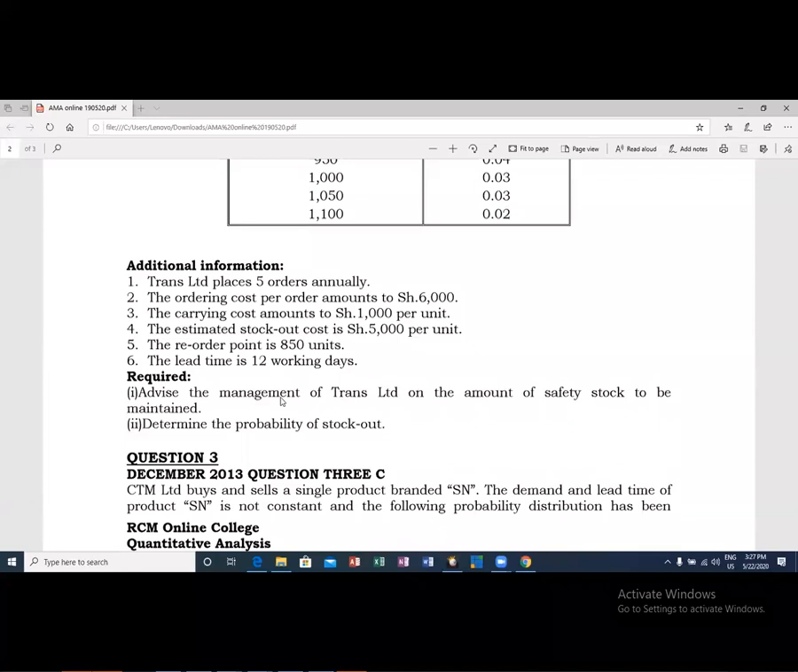The reorder point is 850. They have given us the current ROP, which is 850. And then they're giving us lead time of 12 working days. That is noise for now.